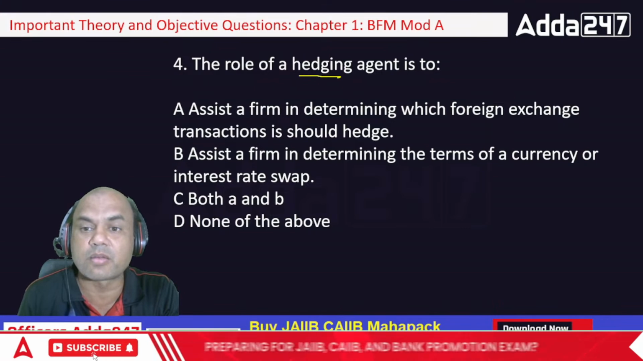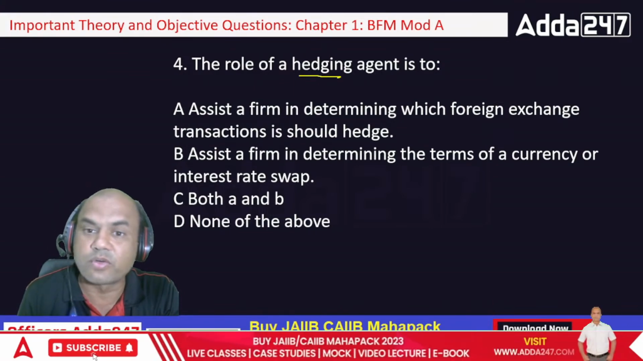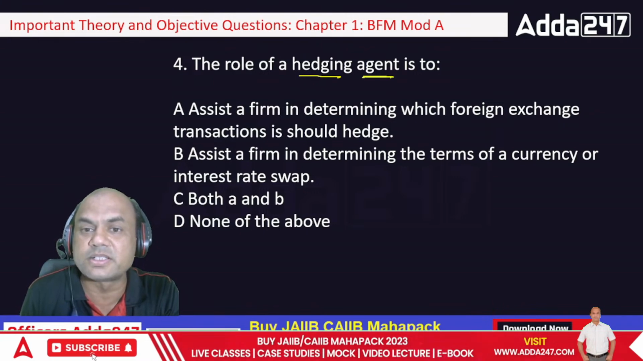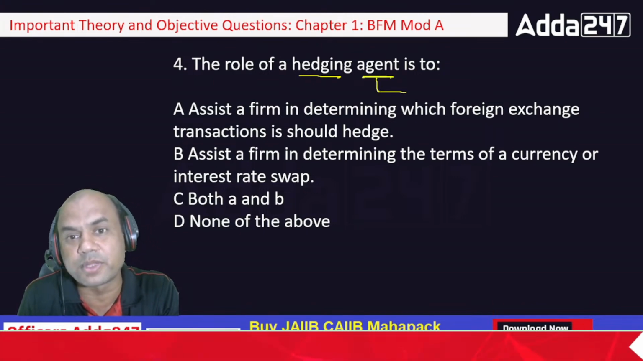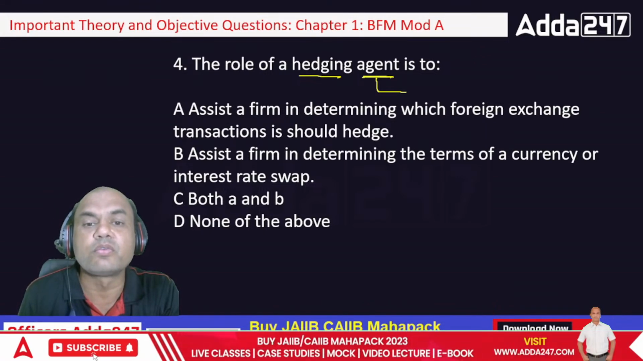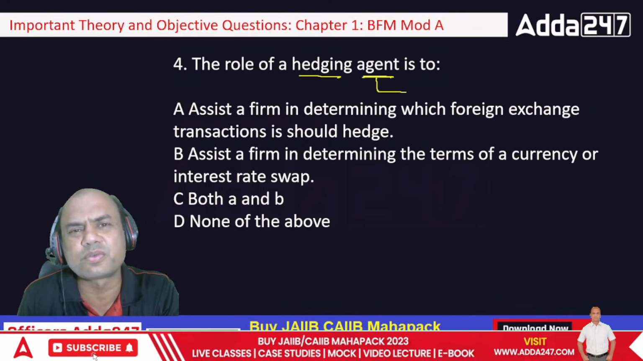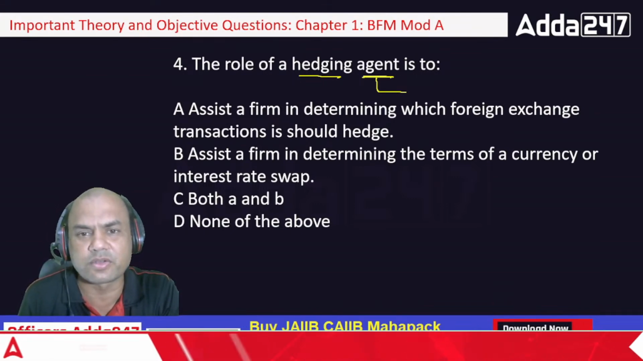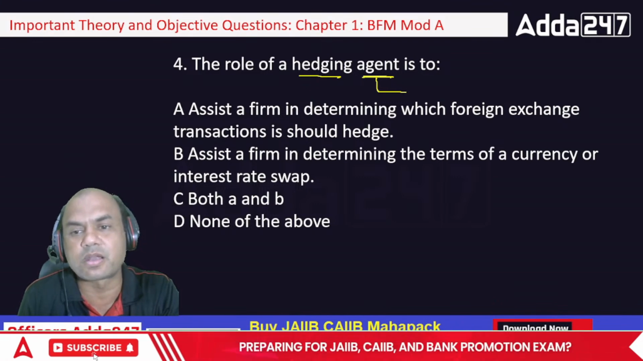Assist a firm in determining which foreign exchange transaction should be hedged. So why is this agent over there? Agent means it's a human being or a party or a company, anything it can be. So any individual, natural or artificial person. So what does that person do? It's a sort of help required, okay? So assist the firm in determining which foreign exchange transaction should be hedged.